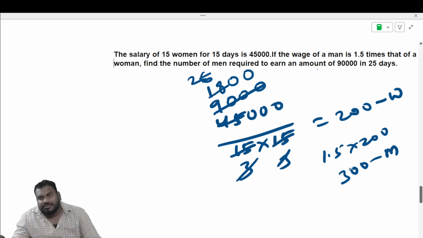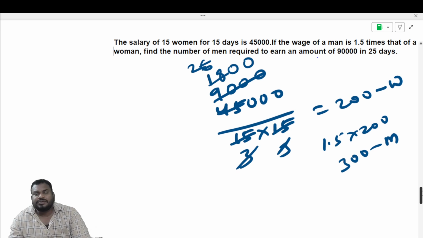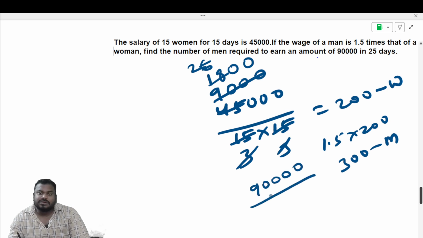Find the number of men required to earn an amount of 90,000 for 25 days. So 90,000, for 25 days, men should work.